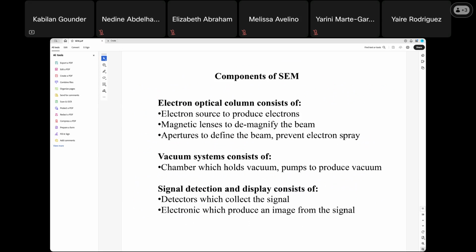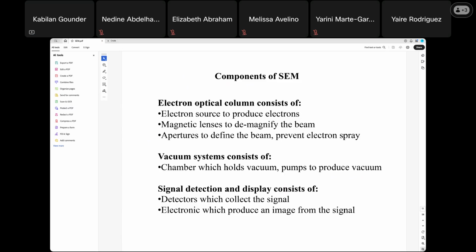So the components of a scanning electron microscope: it is not like a light microscope or fluorescence microscope. This is a little complex and expensive. So these parts are similar to the fluorescence microscope. One is the column. I will show you next with the picture.